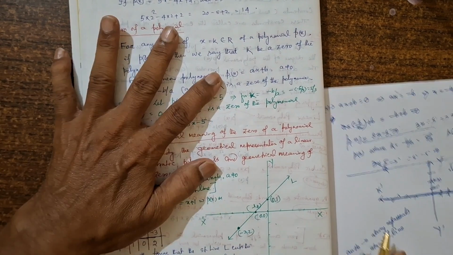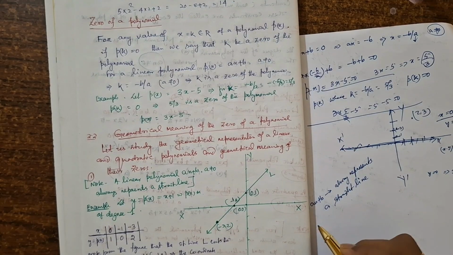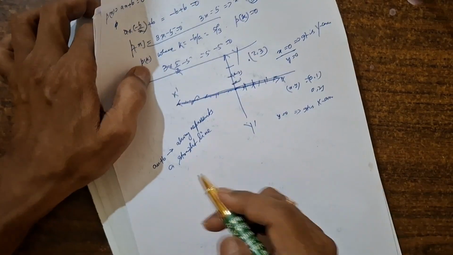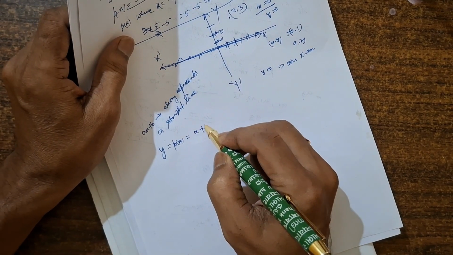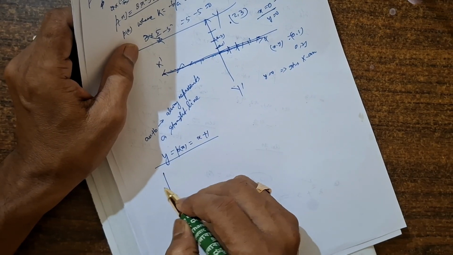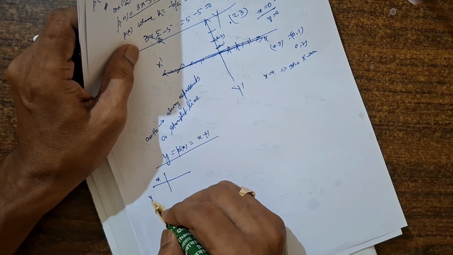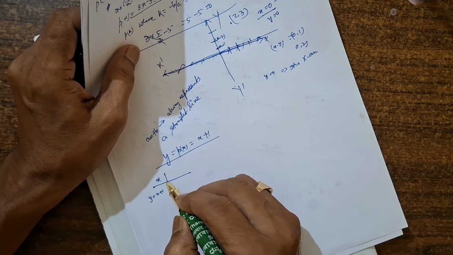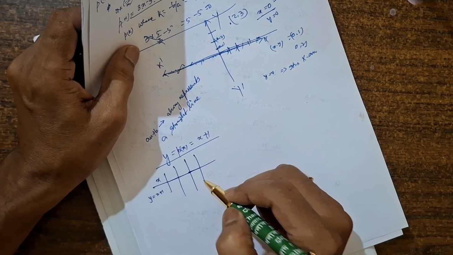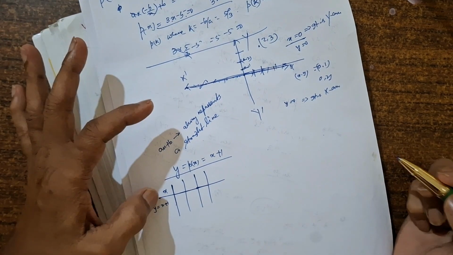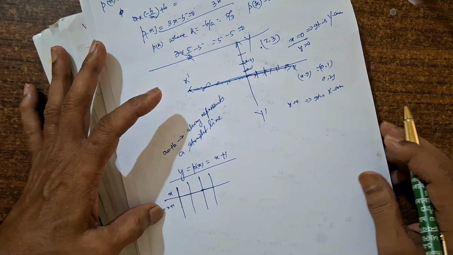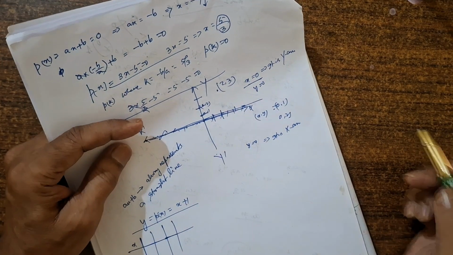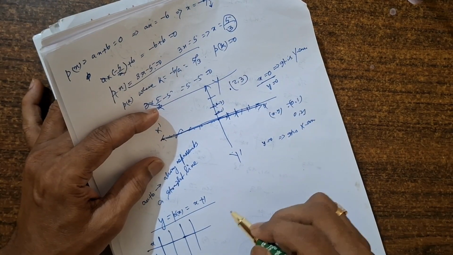So how will we choose the points? See here, y is equal to p(x) is equal to x plus 1. How will we choose the points? Try to always take, first time you take x is equal to 0, second time try to keep y is equal to 0. Always you take 3 points. Why? This is the most important.